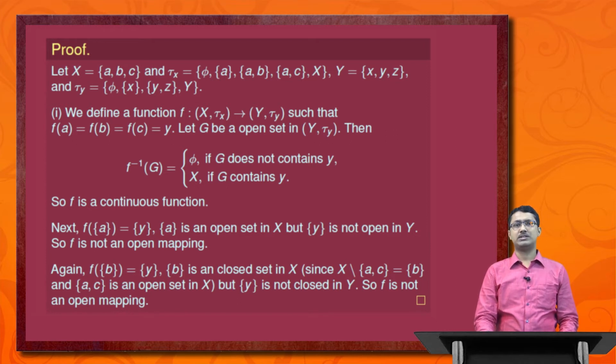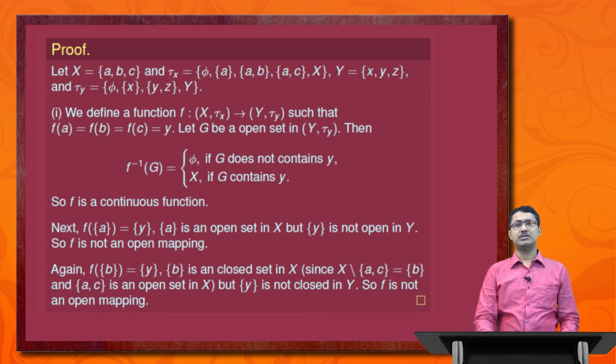Next, if we consider the set {a}, the image of {a} under the mapping f is equal to {y}. {a} is an open set in X because {a} is an element of tau X, but {y} is not an open set in Y because it is not an element of tau Y, and it is also not a complement of any other set in tau Y. So f is not an open mapping.